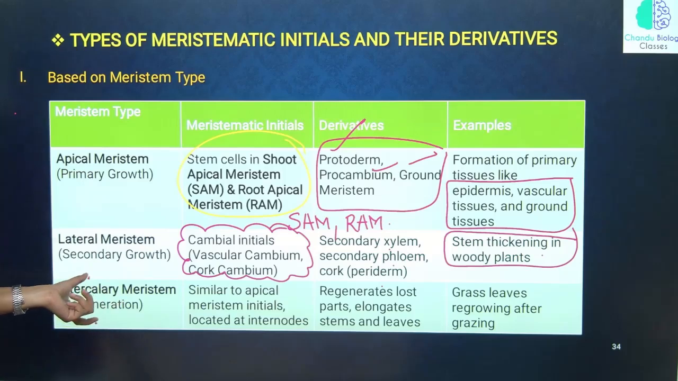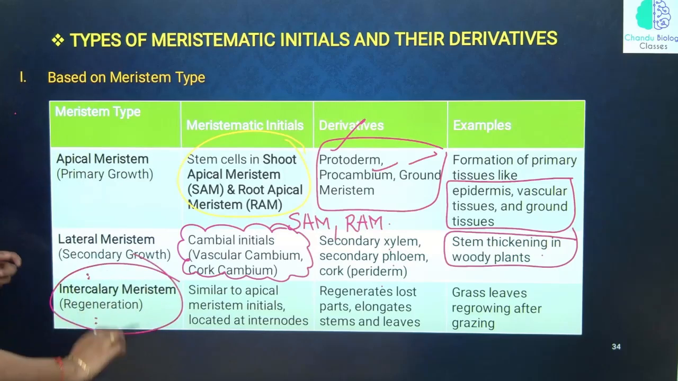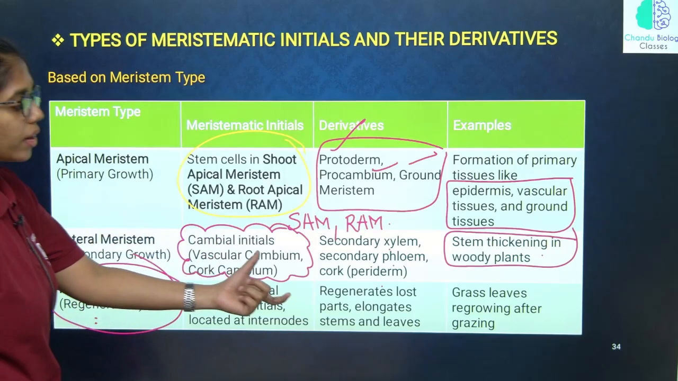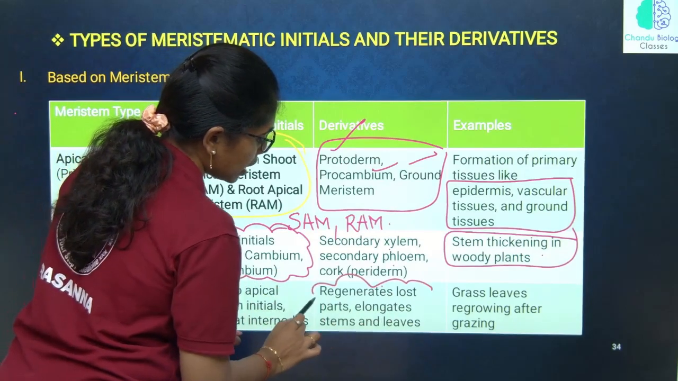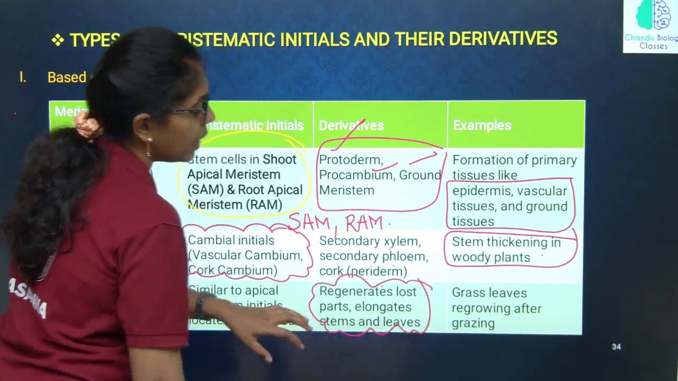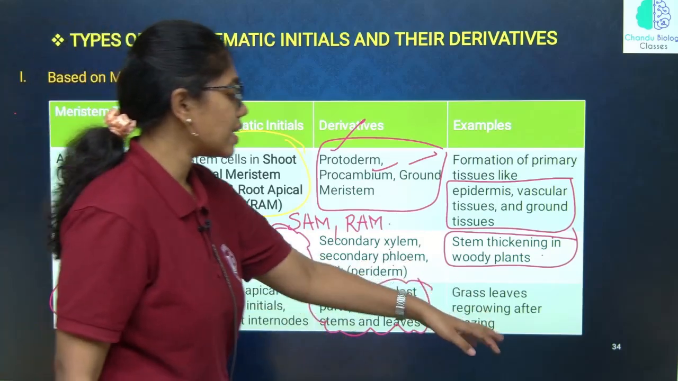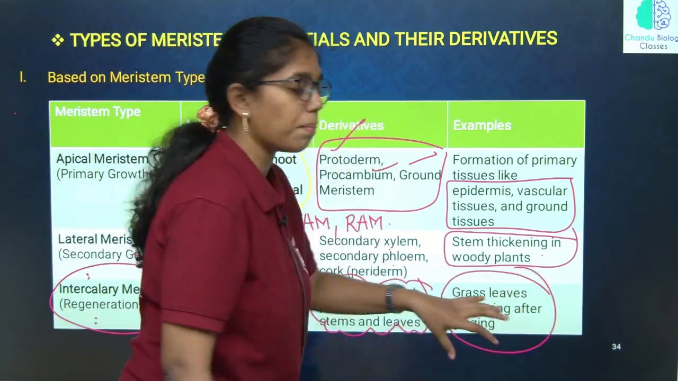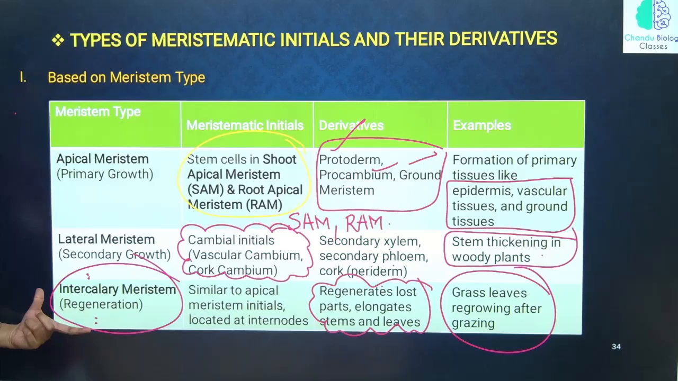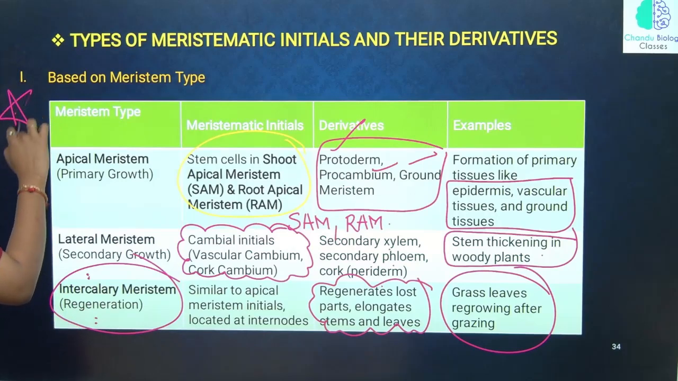Next, intercalary meristem is mostly used in regeneration, like regenerating lost parts and elongating stems and leaves. Grass leaves regrowing after grazing is the best example of intercalary meristem. You can take a screenshot of this table.